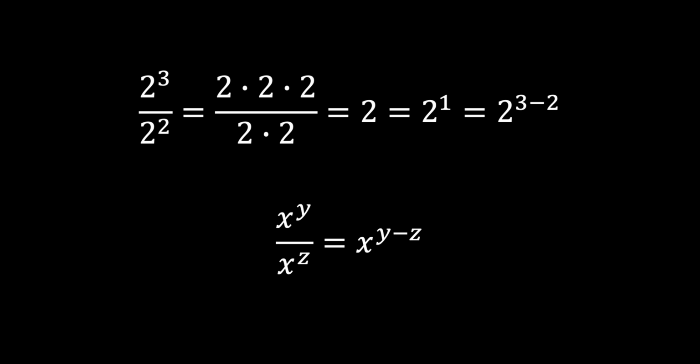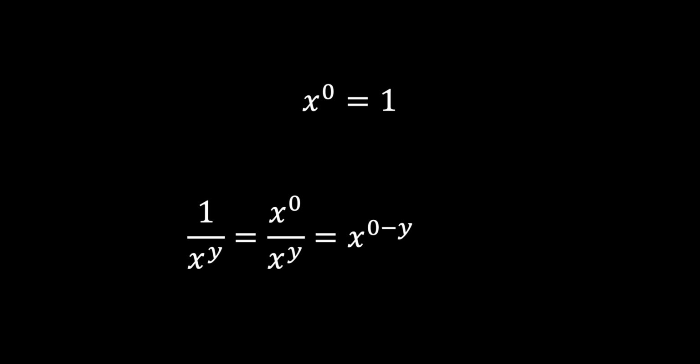The next property of exponents is in regard to raising a number to the power of 0. This statement is defined to be 1. This property allows us to define the inverse of an exponential, as we can write the 1 as the base raised to the power of 0. And so using our rule of dividing exponents, we see that the inverse of an exponential is that exponential raised to the negative exponent.